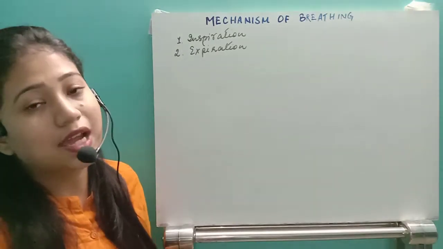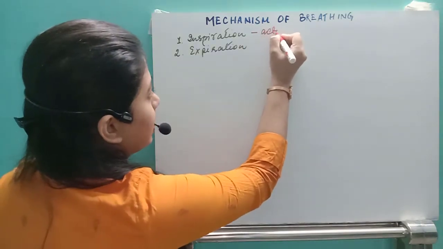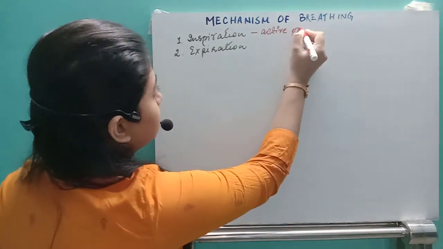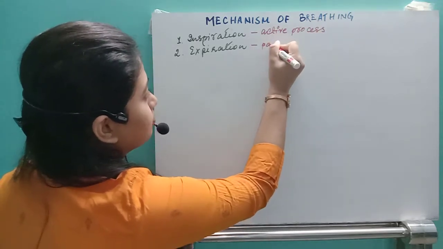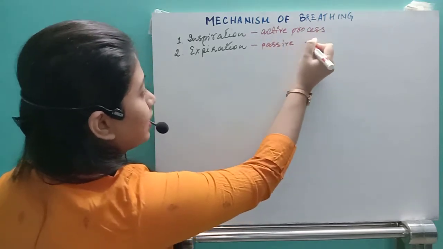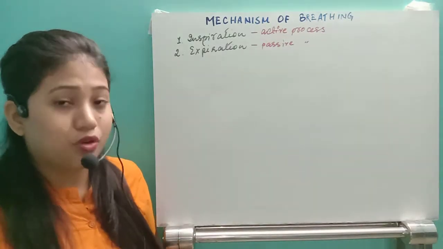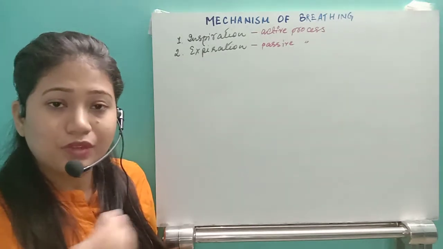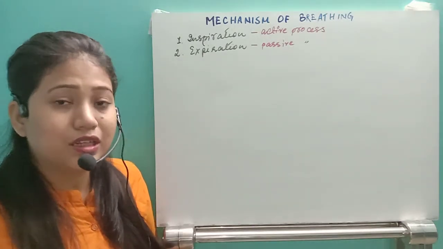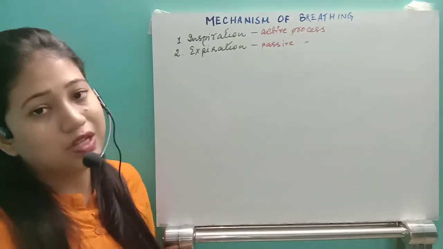Inspiration is an active process. Remember, it is an active process. But expiration is a passive process. Now what is an active process and a passive process? In the active process we involve the muscles. The muscles and the diaphragm are working in the process of inspiration.